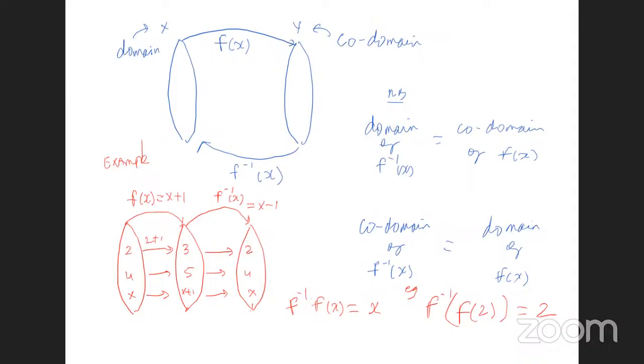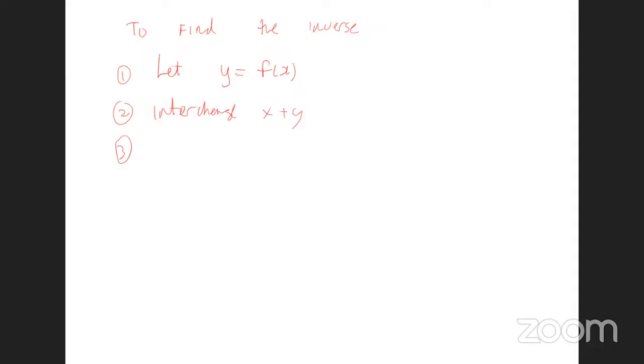Right, how do we find the inverse again? Anybody remember the steps? Right, first thing is what? Let y equal to, and then interchange x and y, and then solve for y. All right.